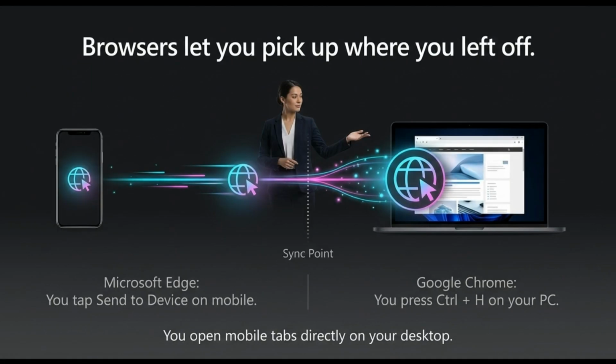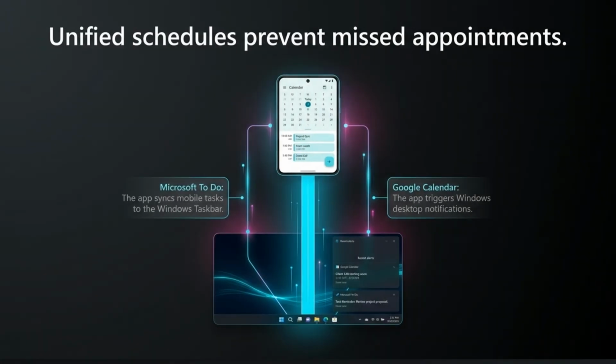With Microsoft Edge, you tap Send to Device on mobile. With Google Chrome, you press Ctrl+H on your PC. You can open mobile tabs directly on your desktop. Unified schedules prevent missed appointments. Microsoft To Do syncs mobile tasks to the Windows taskbar, and Google Calendar triggers Windows desktop notifications.